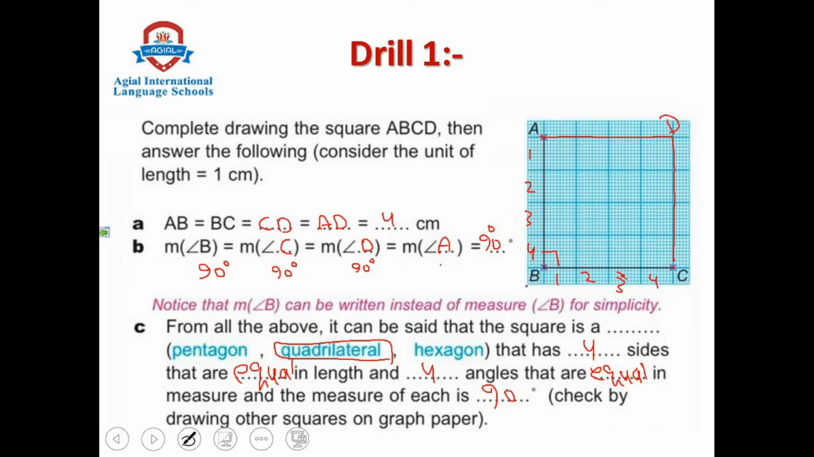And I have a question. What about AC and BD? They are called diagonals. So what about the diagonals? I have to use my ruler to measure this length. I note that AC equal BD.